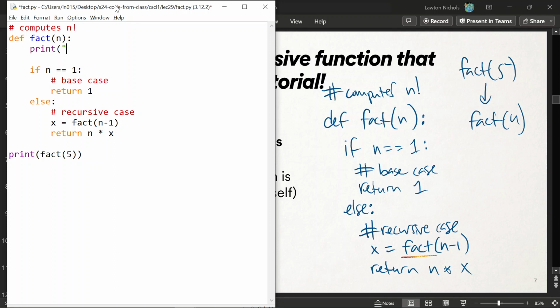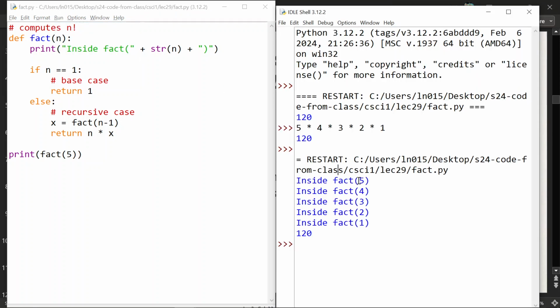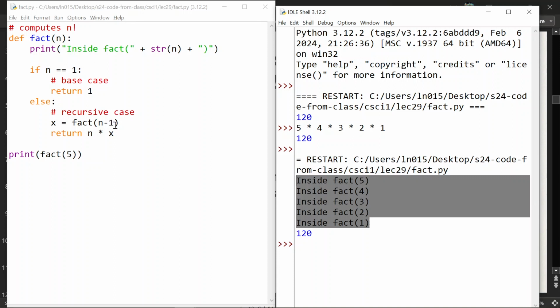We can say print inside fact of n. Something like that. Maybe we'll have to make n a str for a second. Watch. See how we're inside fact of 5, who's waiting on fact of 4, who's waiting on fact of 3, 2, eventually we're in the base case. And then, alright, we hit the base case and it starts returning back. Then 2 has what it needs, then 3 has what it needs, then 4 has what it needs, and 5 finally has what it needs for fact of 4, and it can give back its answer there.